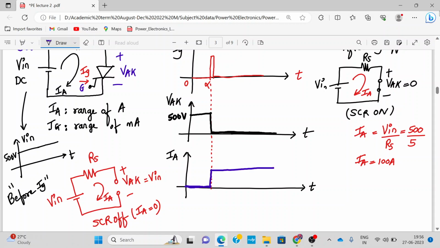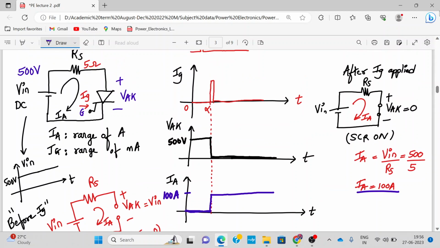So this will be around 100 amperes. Here is the reason for it. All right. So this is the behavior of the circuit, which will follow after application of trigger pulses.